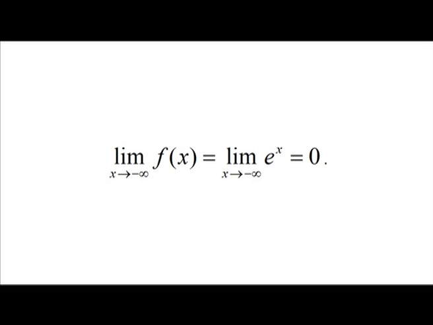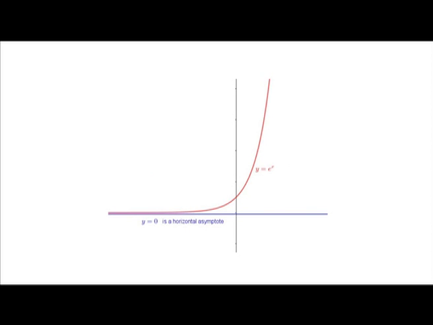For example, consider the function f of x is equal to e power x defined on the entire real line. We have limit x goes to minus infinity f of x is equal to limit x goes to minus infinity e power x is equal to 0. Hence, y equal to 0 is a horizontal asymptote to the curve y equal to e power x.